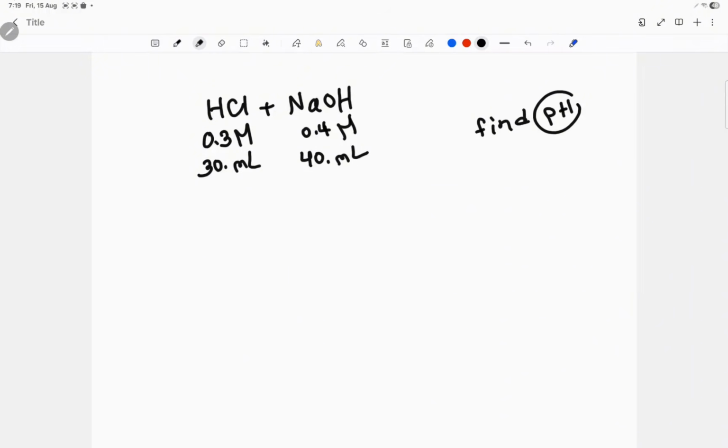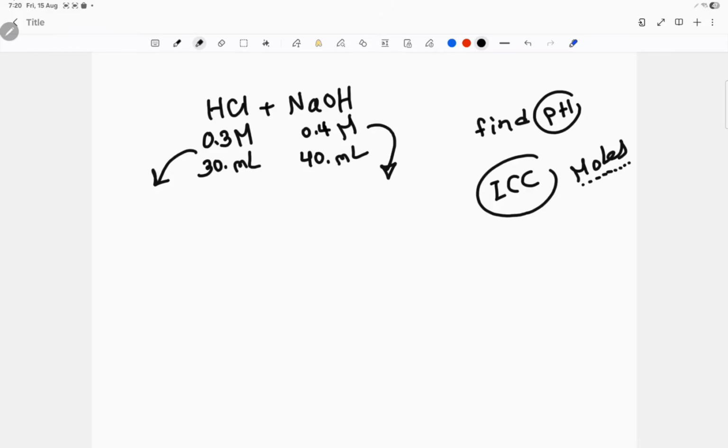Now, of course, you're thinking that we have to do the ICE table. When would you use the ICC versus the ICE table? ICE is if they give you K. ICC is if there is no K, for the most part. How do I know? Because there is no K. But the ICC has one issue. It only works with moles. So I'm going to have to ask you to find the moles here and here so we can start.